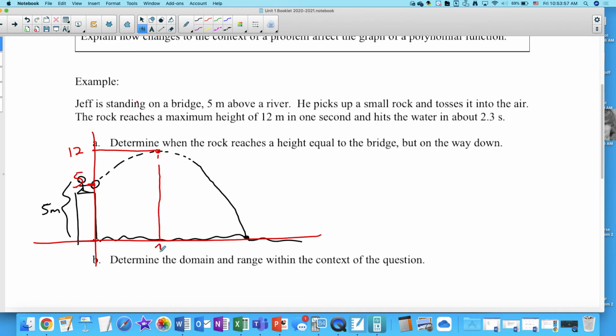Okay? So the first question is determine when the rock reaches a height equal to the bridge, but on the way down. So when is the height of the rock equal to this, but on the descent? What do you think that time would be? 2, yeah. We have to use symmetry here, right? Parabolas are symmetrical about the vertex. So this is 2 seconds.